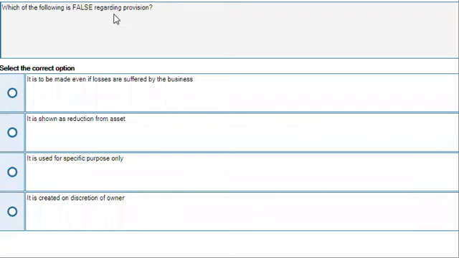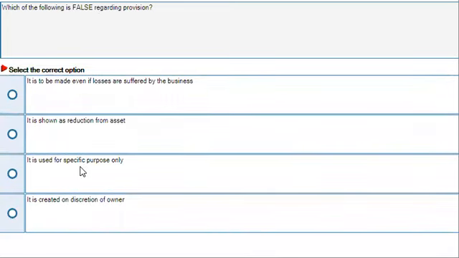Which of the following statements is false regarding the provision? It is to be made even if losses have occurred. Provisions, नहीं. Provisions. Which of the following is false? It is shown as a reduction. It is for specific purposes only.